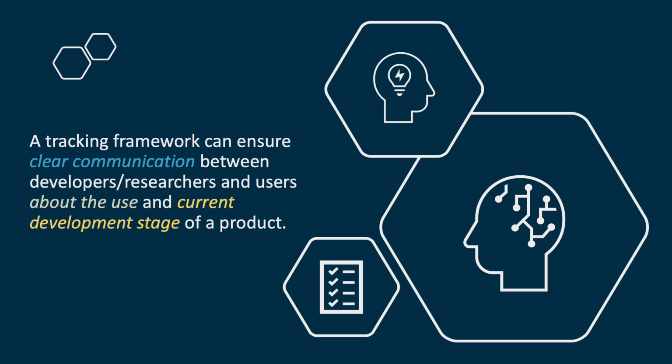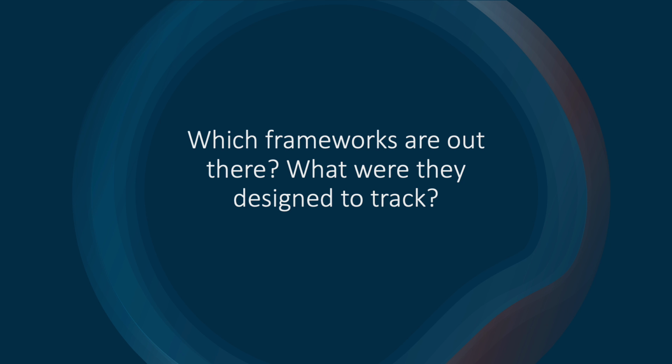A tracking framework can ensure that there is clear communication between the developers and researchers and the users of the product about the use and current development stage of the product. We want to hit on those three things again, as they're incredibly important. We want to make sure that there is clear communication about the use and current development stage of your research, your product, your tool, or your science that will be used by somebody else. So which frameworks are out there, and what were they designed to track?